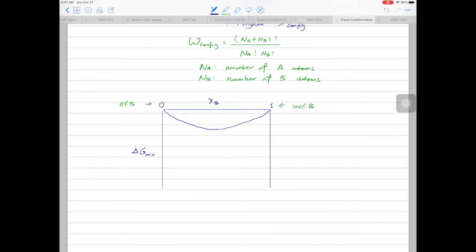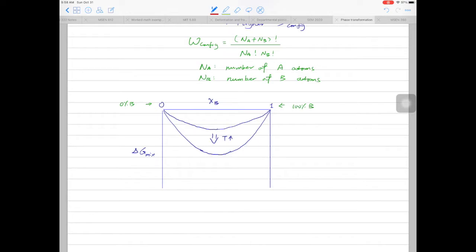Next, let's consider the effect of temperature. Again, remember G is equal to H minus ST. As temperature increases, we can further lower the Gibbs free energy. And this will be our new curve. But again, here, the highest entropy and the lowest corresponding Gibbs free energy will happen at 50% A and 50% B.